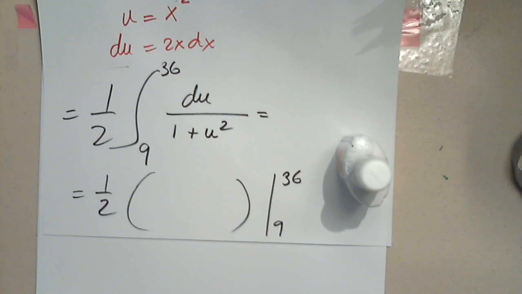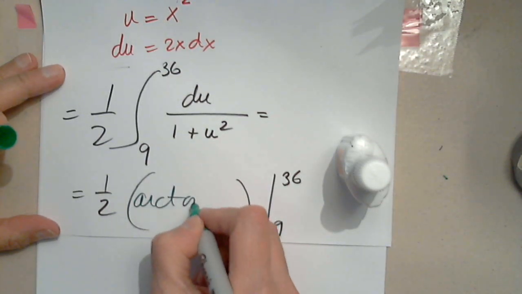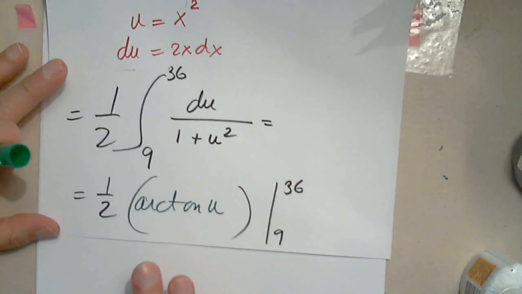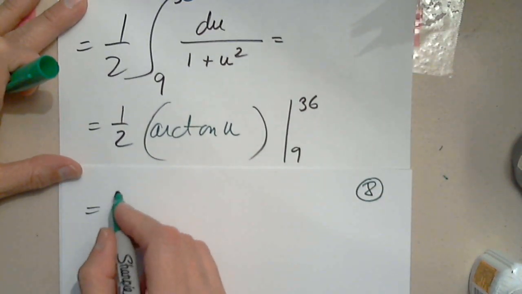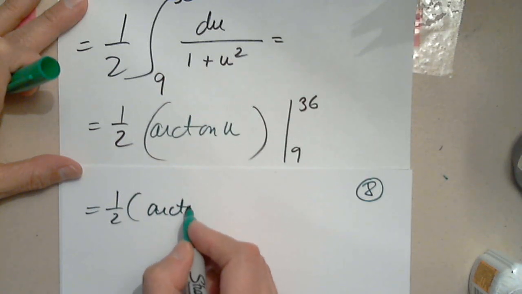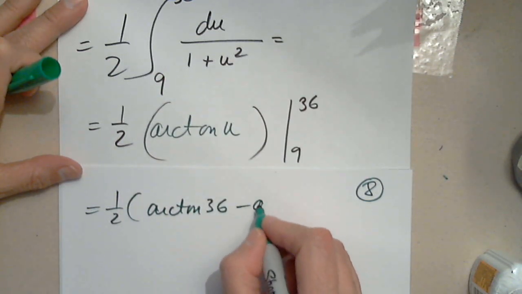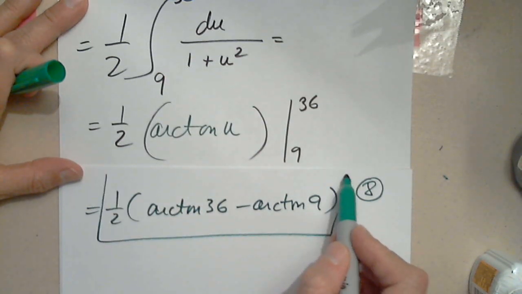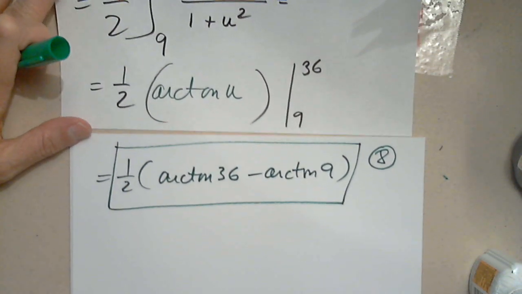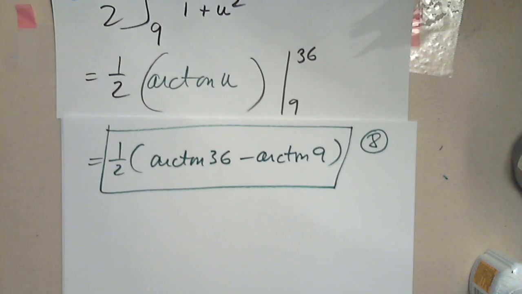Is it arctangent? Yes, our best friend. Awesome. I plug in 36, minus arctangent 9. Done. I don't know these numbers, but I can determine it. Plug it in the calculator.